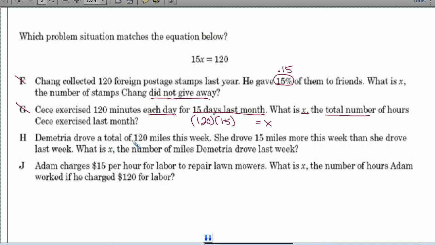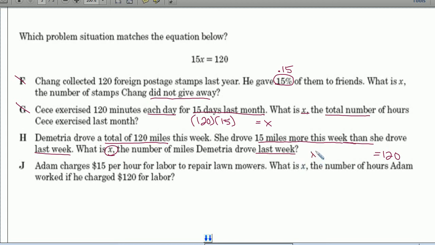H. Demetria drove a total of 120 miles this week. She drove 15 miles more this week than she drove last week. What is X, the number of miles Demetria drove last week? Here's the question here. More this week than last week. Okay, she drove a total of 120, so that's going to be equal 120. But they tell me that she drove 15 miles more this week than last week. And X represents the number of miles that she drove last week.